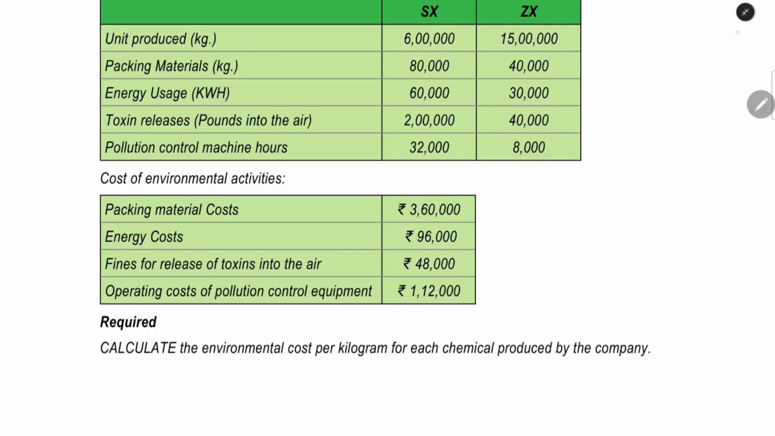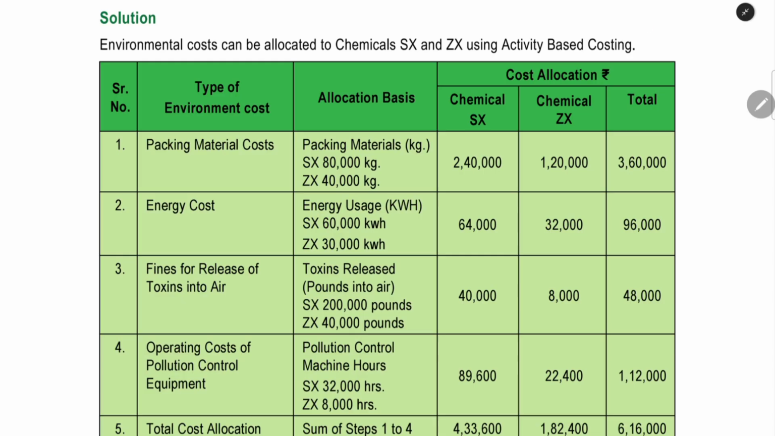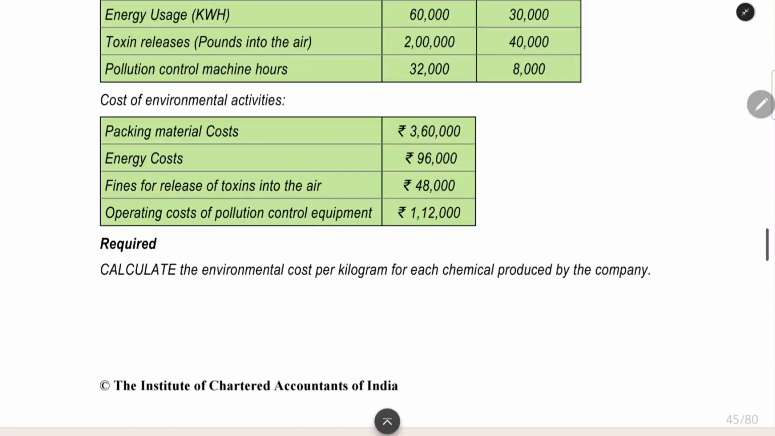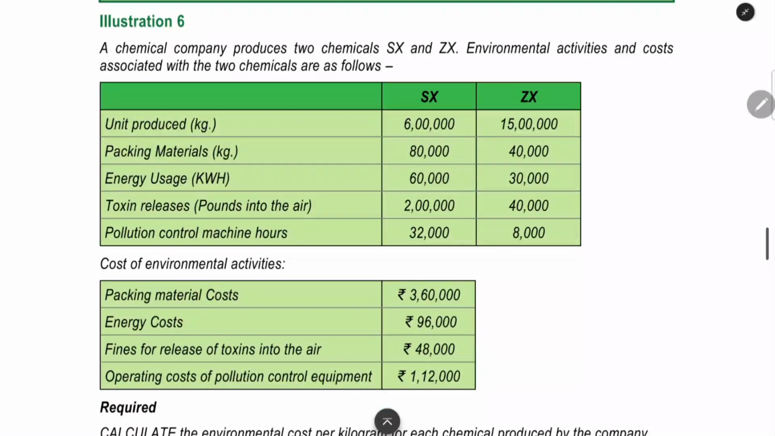Now we can see the solution. For this question, we can see the solution in the IC study material itself. We have to allocate the cost. We have different environmental costs: packing material, energy. We have to allocate these between these two chemical products. For that, we have the basis also.